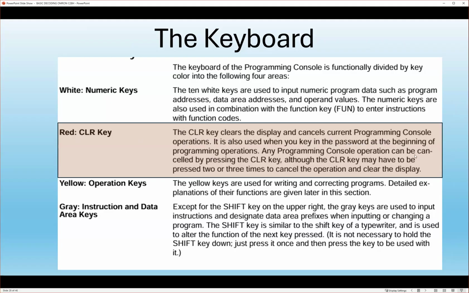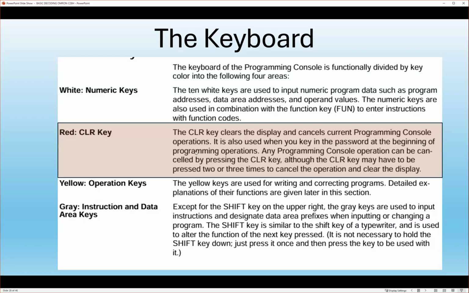And any programming console operation can be canceled by pressing the clear key. Although the clear key may have to be pressed 2 or 3 times, which is true. So basically when I get that password, I just hit the clear key 2 or 3 times, and then I hit the CHG button 2 times to get into monitor mode, and then I can scroll through. The yellow keys are used for writing and correcting programs, and the CHG button is one of those, except the shift key in the upper right. The gray keys are used to input instructions and designate data area prefixes.